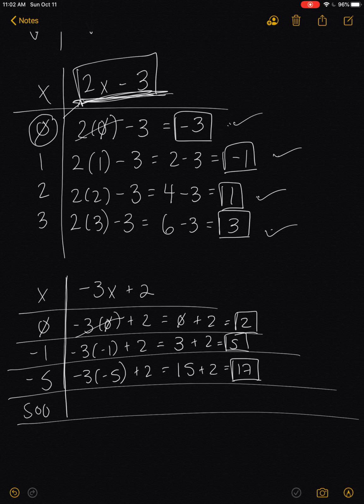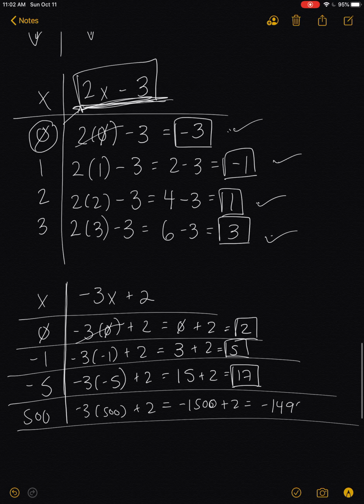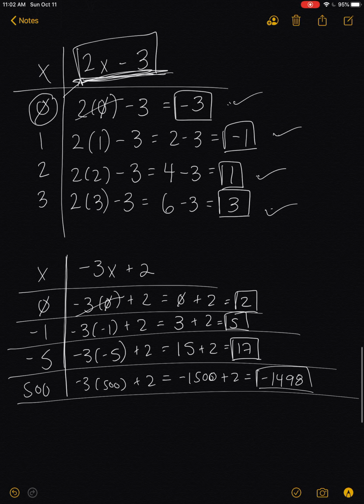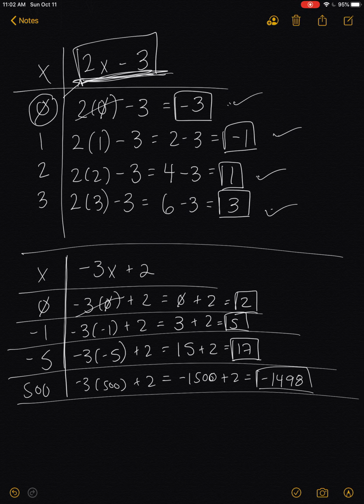I also would recommend circling, squaring, whatever, making your answers really clear, if you're doing handwritten, just so I can easily find your answers. Okay, and then negative 3 times 500, right, so that would be negative 1500 plus 2 equals negative 1498. I think I did that right in my head. So hopefully that's straightforward. It's just what we did before, substitution, just in a table form, and you can pick your x values, right?